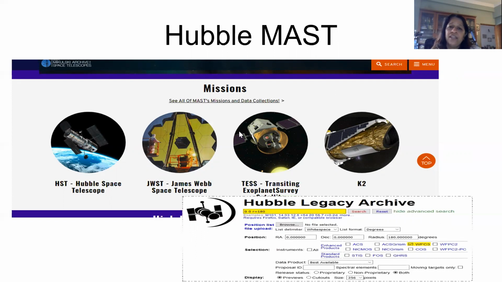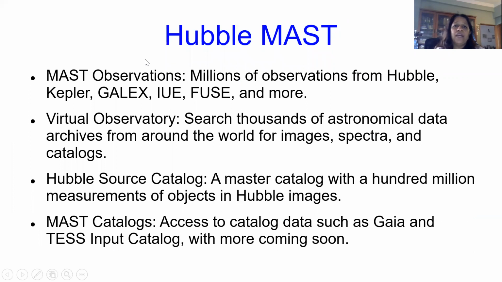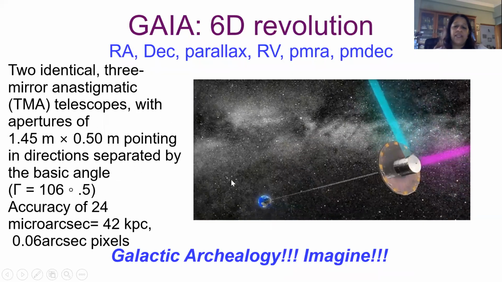The other archive which I'd like to show you would be the one that we have over here. Like I mentioned, the MAST archive has Hubble, Kepler, GALEX, FUSE, etc. And you have the Hubble Source Catalog, and you have various catalogs also available at this website.